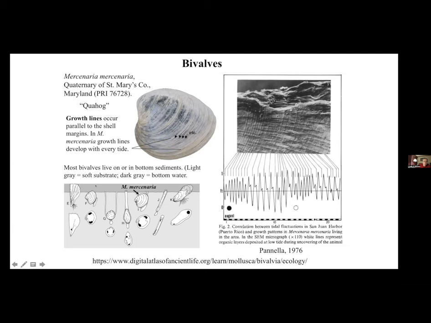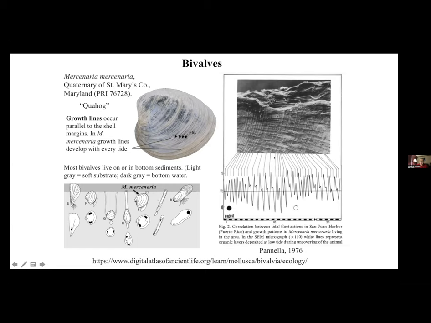So this shows that Mercenaria is just below the substrate and so therefore apparently benefits from tidal currents that move back and forth as it feeds. So this shows a very early SEM picture of the shell of the Mercenaria. And you can see that there are the laminations here. Pannella actually went in and got the tidal record for San Juan Harbor, close to where this particular specimen was living, and was able to correlate all of the cycles between the shell and the tidal record.